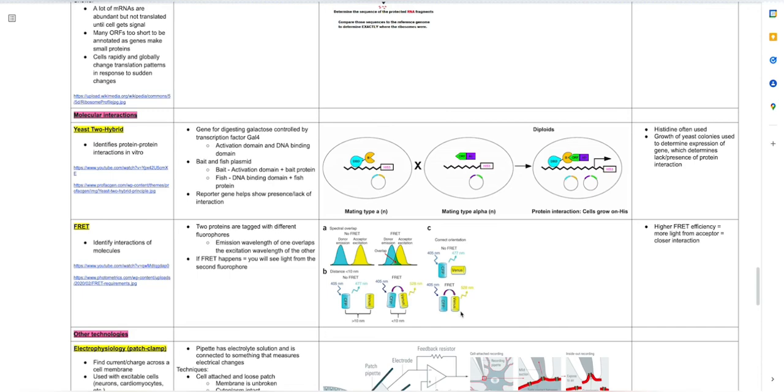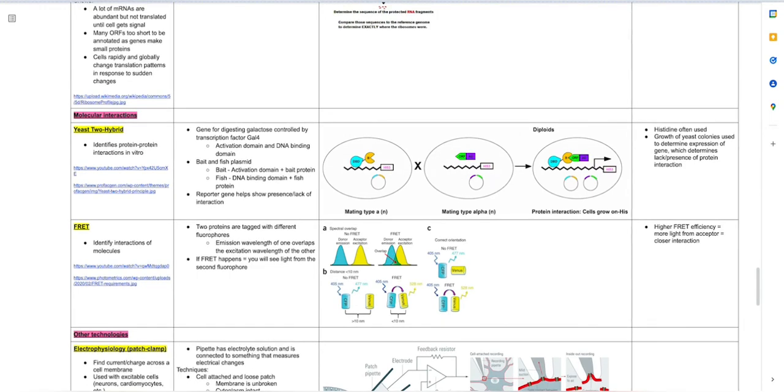If they're interacting, then the definition of that is that they're less than 10 nanometers apart. That's close enough for the light emitted from one of them to go into the other one and activate that one. So you'll be seeing, in this case, this yellow light. If we're analyzing a graph, just know that high FRET efficiency means more light from the acceptor, which entails a closer interaction between these two molecules.